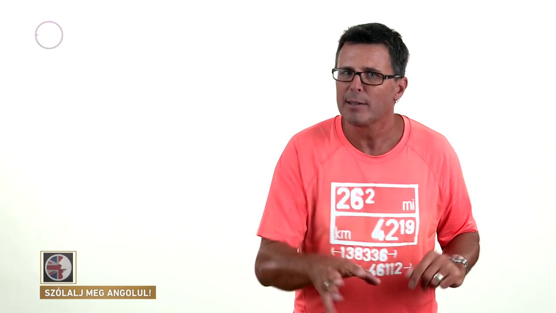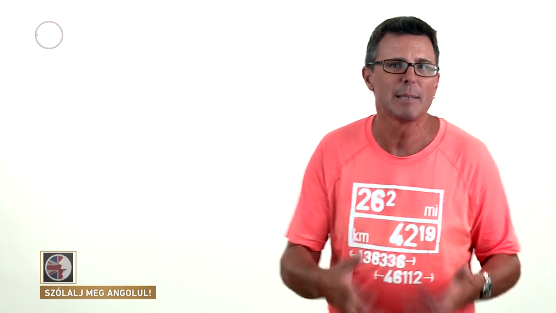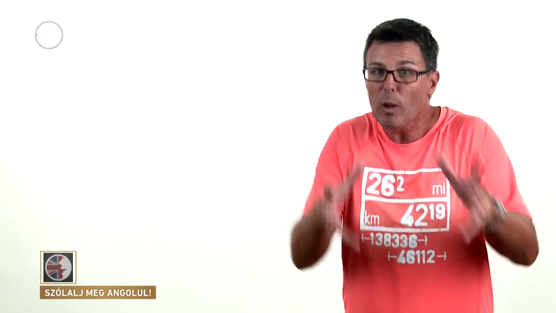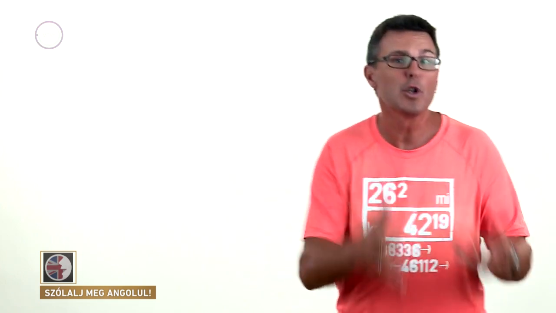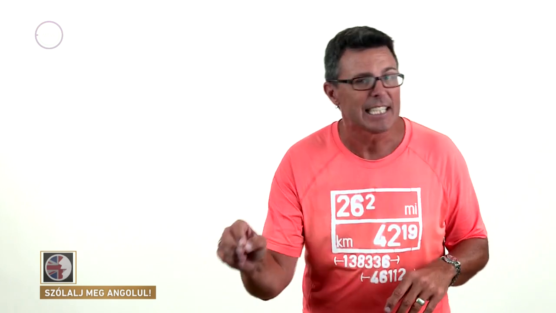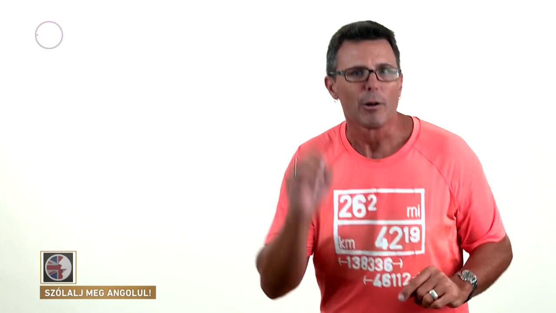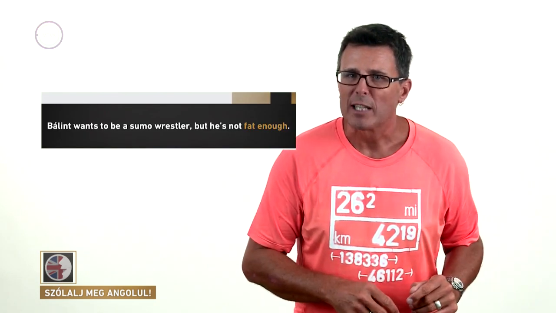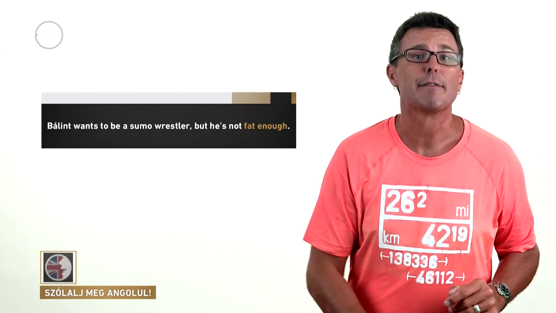And we're talking about Balint using the present simple form of the verb to be, which means that we have to conjugate the verb. He is. And when we add the negative, the word not, to the equation, then we get he's not. Also, we're using the word enough with an adjective, which means that we place the adjective before enough. Right then, let's put all of that together, shall we? Balint wants to be a sumo wrestler, but he's not fat enough.